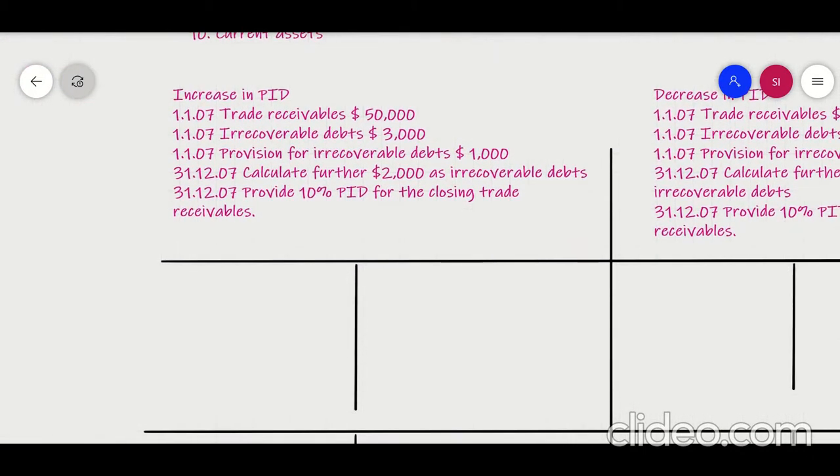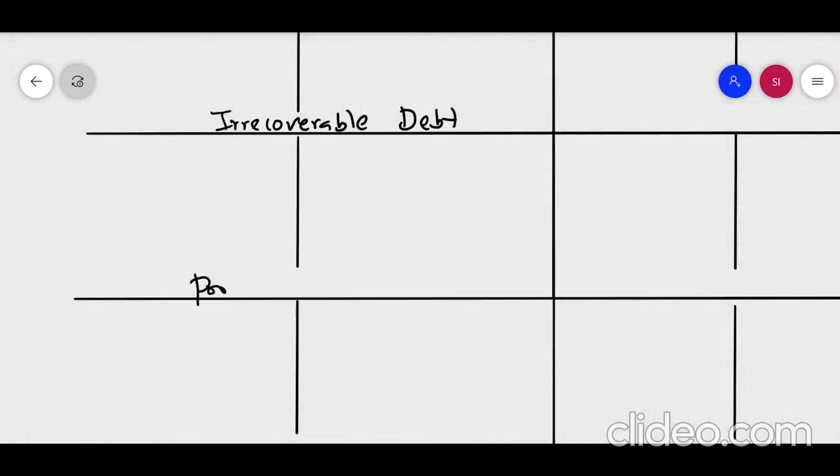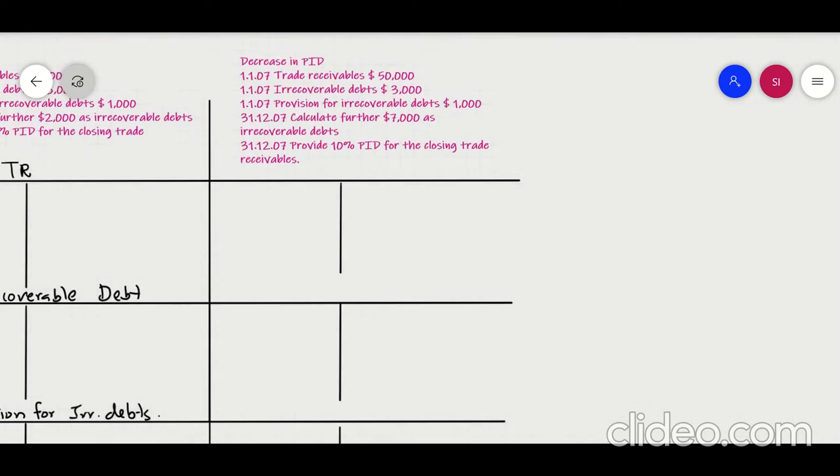First of all, you need to open these ledgers: a trade receivable ledger, irrecoverable debt ledger, and another one we are going to open provision for irrecoverable debts. Right, so we are going to do the same even for the other side. Open a trade receivable account, irrecoverable debts account, and then another one, provision for irrecoverable debts.